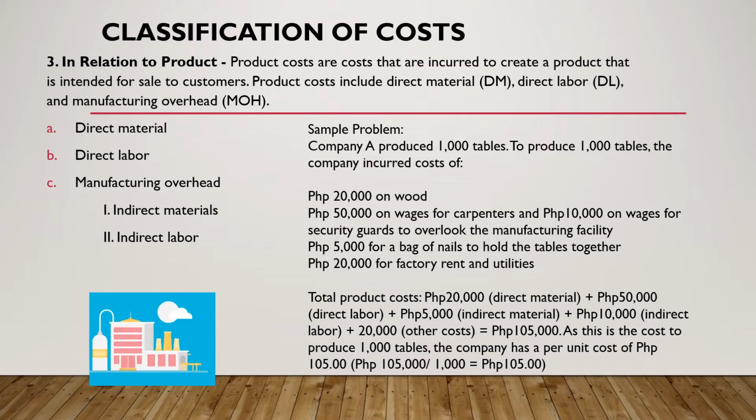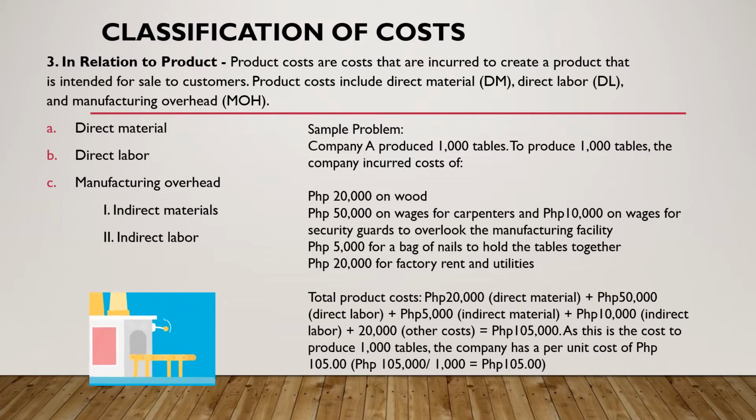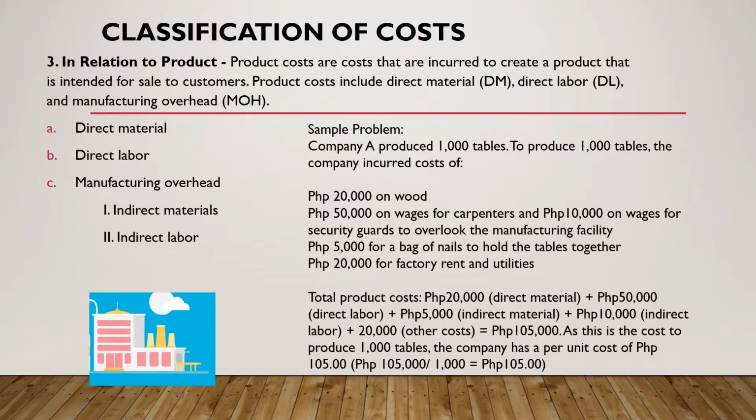Here is a sample problem. Company A produced 1,000 tables. To produce 1,000 tables, the company incurred cost of 20,000 pesos on wood, 50,000 on wages for carpenters, and 10,000 pesos on wages for security guards to overlook the manufacturing facility, 5,000 for a bag of nails to hold the tables together, and 20,000 for factory rent and utilities. So how can we compute the total product cost?